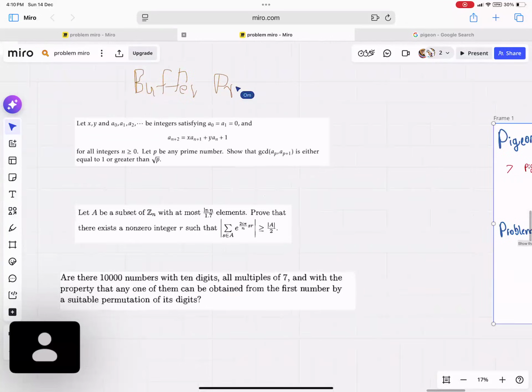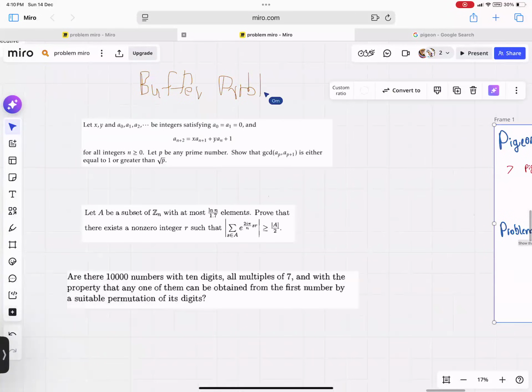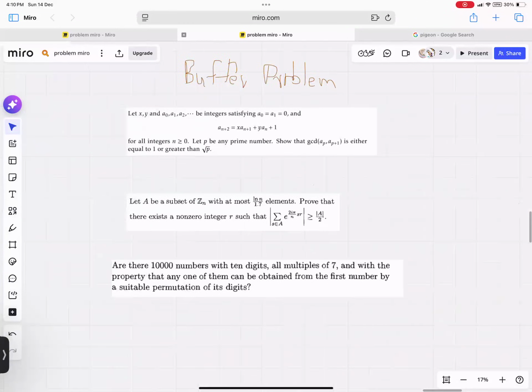These are the three buffer problems. Just take a screenshot. Can you zoom in a bit? The quality is so bad, I can't read the text. Is this fine? Yeah, this works. Yeah, I'm done.